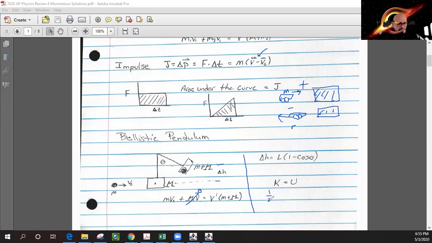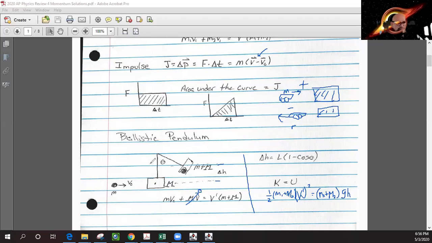So we have 1/2 here, right? Now it's the kinetic energy of this whole thing right here. So that means it's going to be m1 plus m2, and v prime squared has to equal (m1 plus m2) times g times h. Okay, so if we know what h is, then we can plug it in.